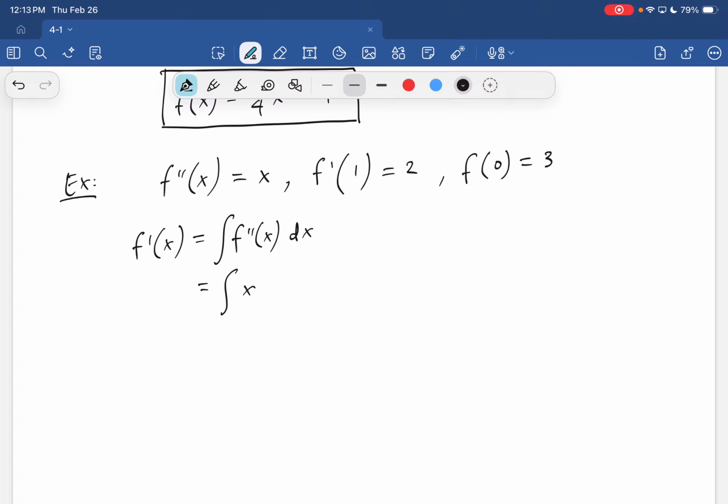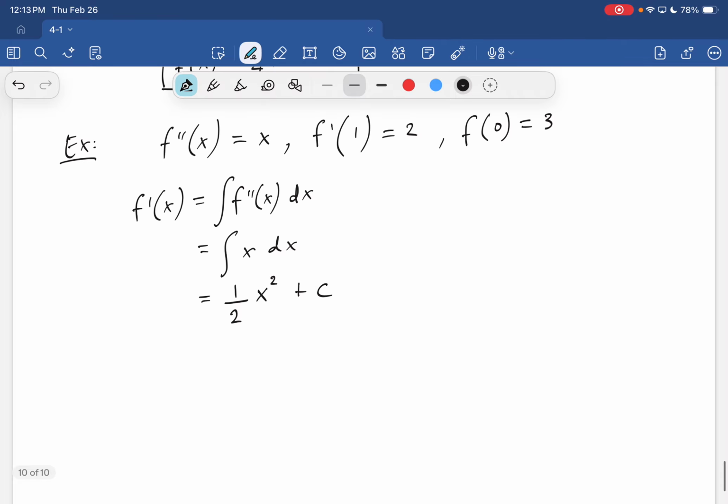So I'm going to integrate x. So integral of x dx. And what is that equal to? The integral of x? It's 1 over 1 plus 1, so 1/2 x squared, right? Plus c. Any questions? That's what f prime of x equals. Yes, so that's f prime of x.